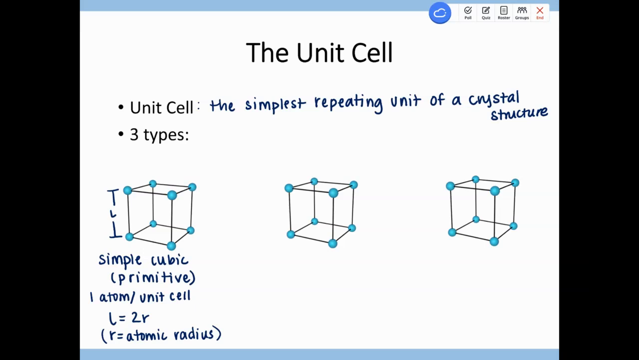The next one is called body-centered cubic, or BCC, a common abbreviation. In a body-centered cubic, we have the 8 atoms at 8 corners, and then in the space in the center of that cube, there's another atom. So centered in the body of the cube, we've got another atom.